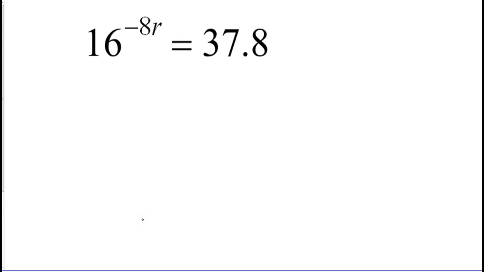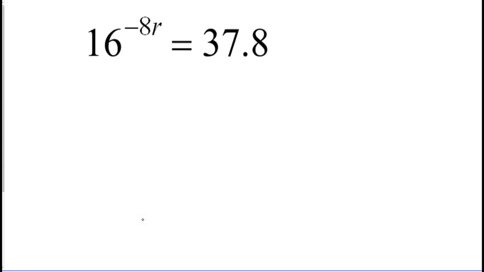Okay, this is another one from your homework for worksheet 4.4, number 1. This is actually from the back, so this is type 2, where we cannot rewrite our numbers as the same base to different exponents. We're definitely going to have to take the logarithm on both sides.